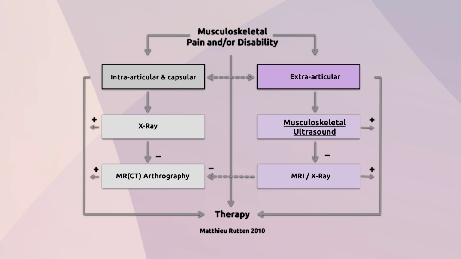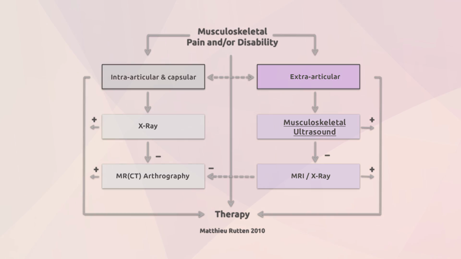MSU is a preferred imaging technique in extra-articular soft tissue problems. Capsular problems can also be assessed with MSU, but MSU is limited here. Intra-articular structures are hard to assess with MSU. Most of the times it's even impossible. MSU is preferred over MRI for extra-articular soft tissue structures due to numerous advantages.